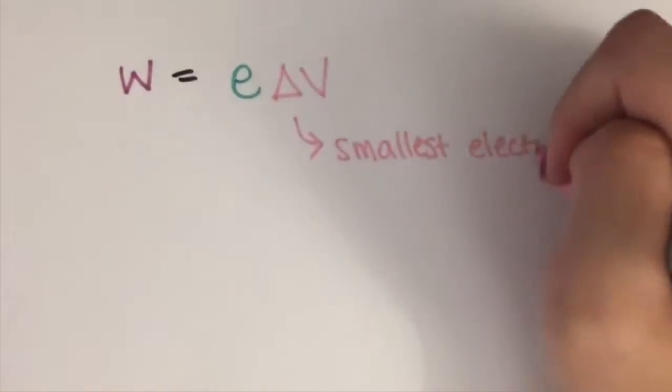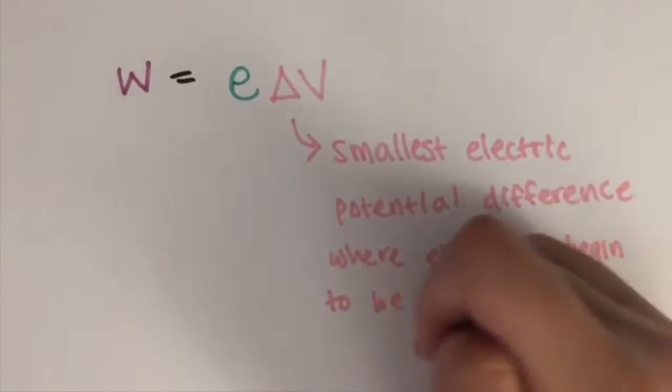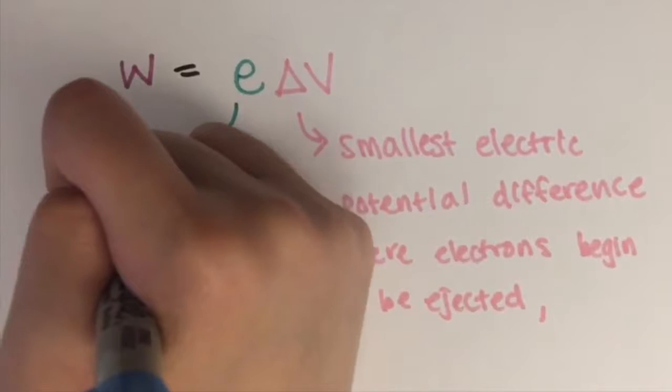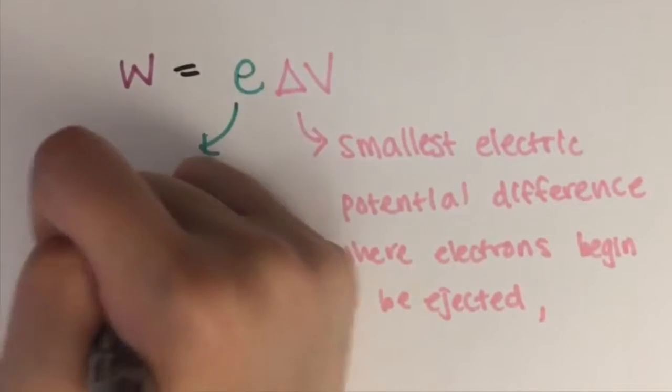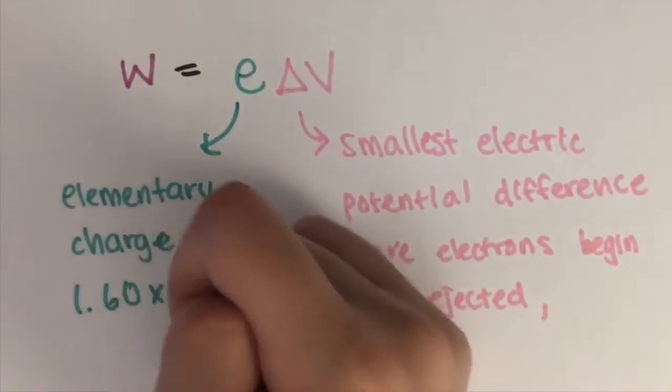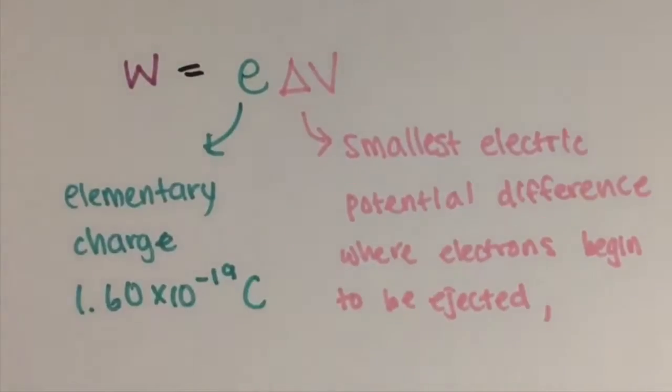The equation for work is W equals e delta V, where delta V is the smallest electric potential difference where electrons begin to be ejected, and e is the elementary charge, 1.6 times 10 to the negative 19 coulombs. Note that the work function is different for different materials.